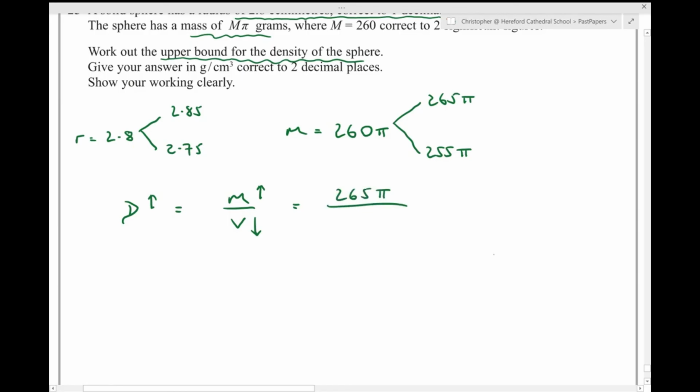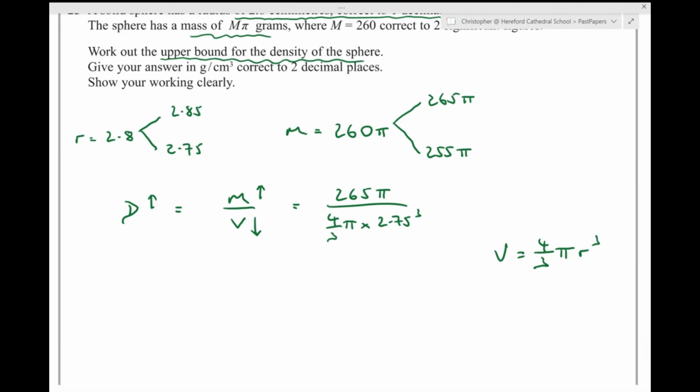What about the lowest possible volume? Well, the volume of a sphere is 4/3 pi r cubed. And that, of course, is on the front of the paper for you. So my lowest possible volume will be 4/3 pi times the lowest possible radius cubed. So that is my upper bound for the density.